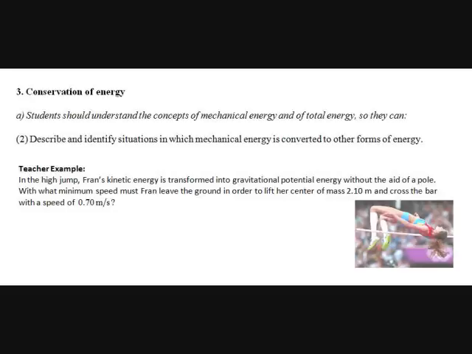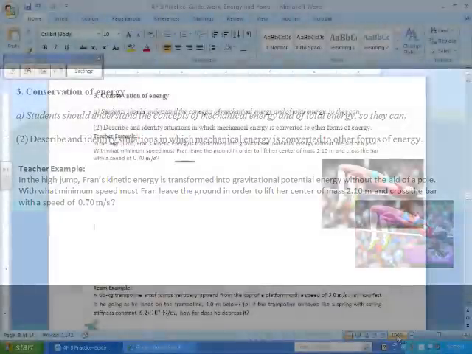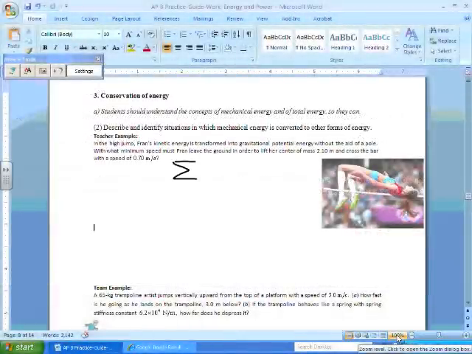We've got a high jumper named Fran, whose kinetic energy is transformed into gravitational potential energy without the aid of a pole. And we're asked what minimum speed must she have to lift her center of mass 2.1 meters and cross the bar with a speed of 0.7 meters per second. So we've already got the picture, we've read the problem. Let's go straight to the law.